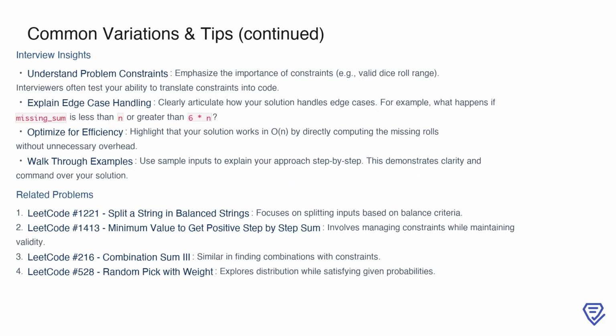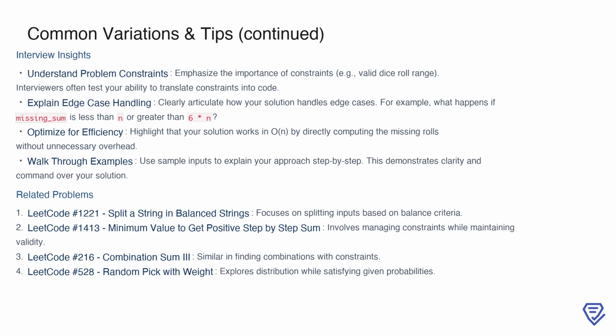To perform well in interviews with this problem, it's crucial to focus on a few key areas. First, you need to understand the problem constraints thoroughly, such as ensuring that each dice roll falls within the valid range of 1 to 6. Interviewers often assess how well you convert these constraints into code. Additionally, you should be able to clearly explain how your solution handles edge cases. For example, what happens if the missing_sum is less than n, or greater than 6 times n? Demonstrating that you've considered these scenarios shows that your solution is reliable.